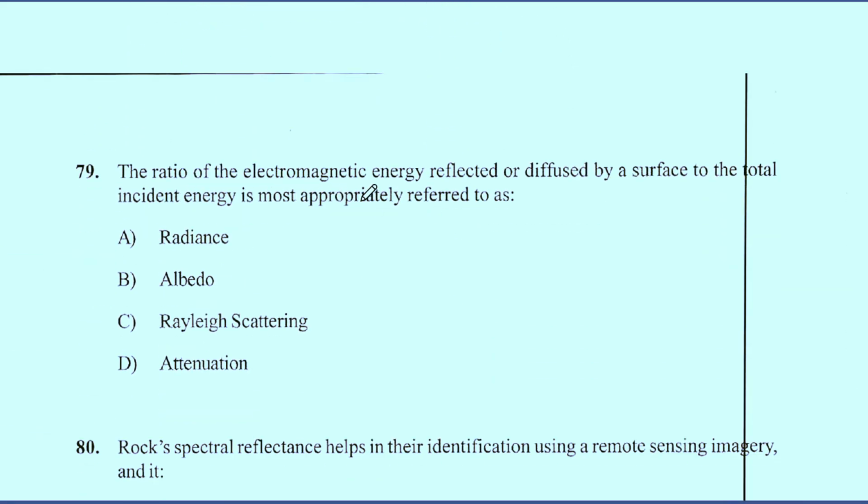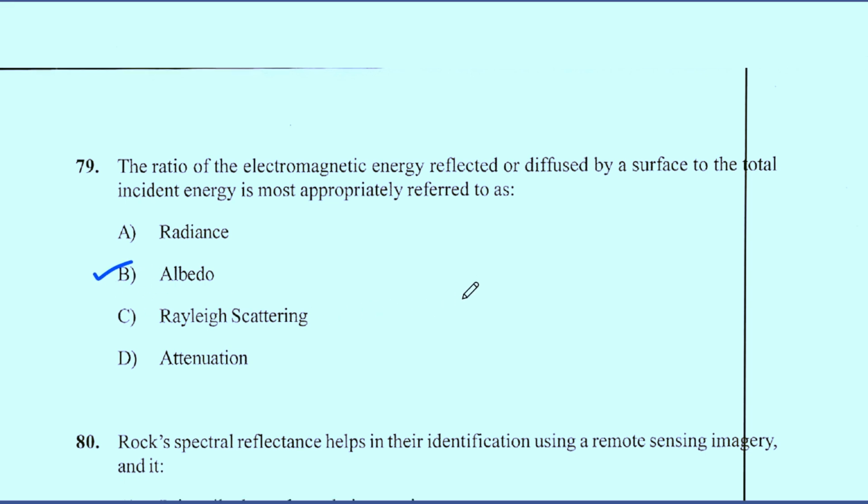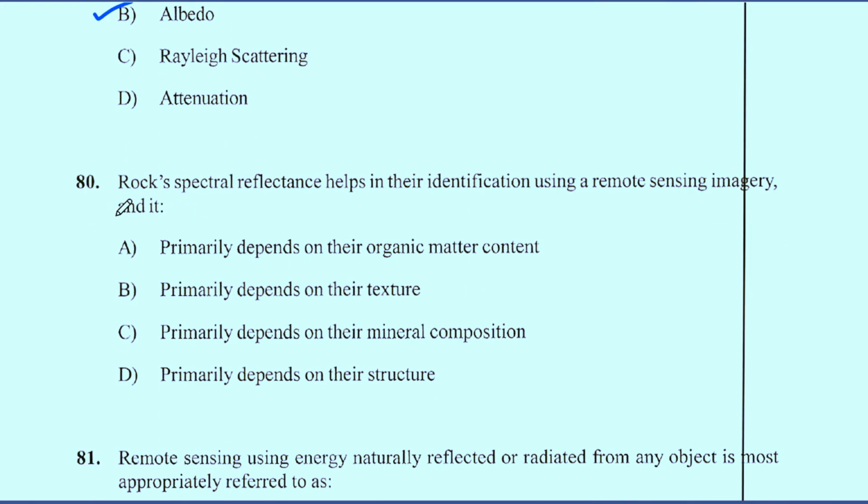Next question: the ratio of electromagnetic energy reflected or diffused by a surface to the total incident energy is most; this is the albedo. Okay, rock spectral reflectance helps in their identification using remote sensing imagery.